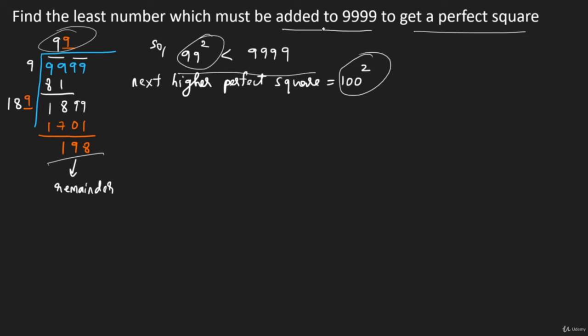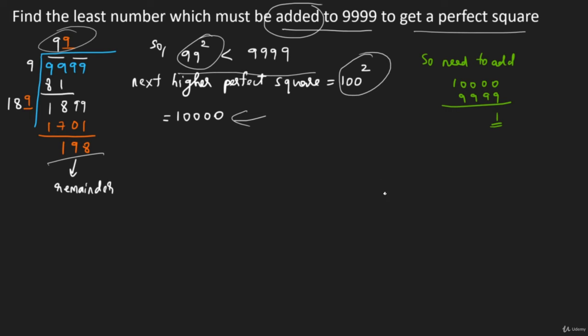Now you need to add something to 9999 to get a perfect square as per the question, right? Therefore, you just need to find the difference between 100 square and 9999. So 100 square is 10000. Now you can find that you need to add only 1. If you add 1 to 9999, you'll get to this number over here, which is already a perfect square.